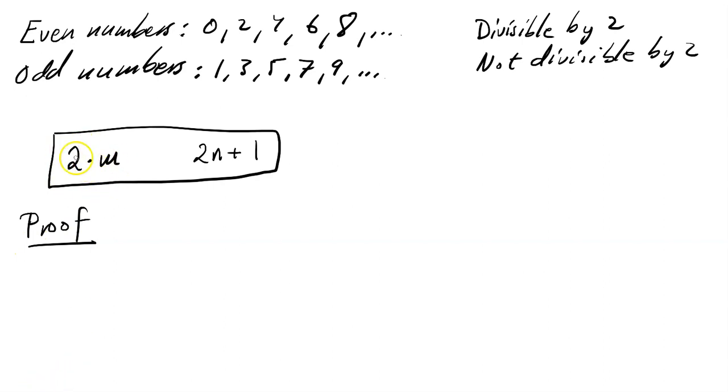That all even numbers can be expressed like this follows directly from the definition, because an even number per definition is divisible by 2. And if it's divisible by 2, it means that there exists some integer m, so we can write it like 2 times m. So that follows directly from the definition.